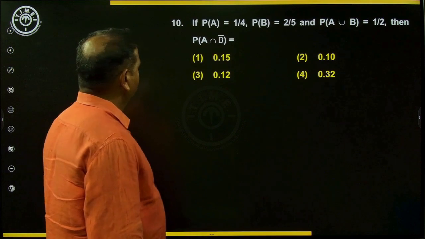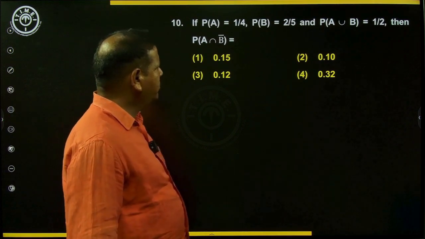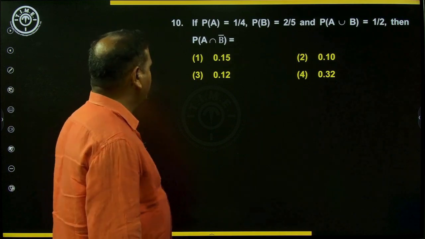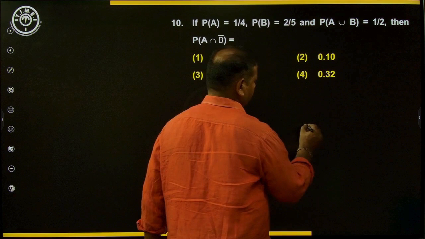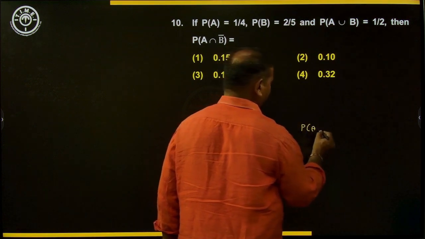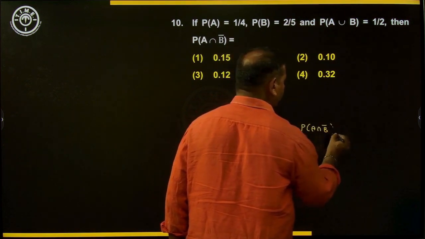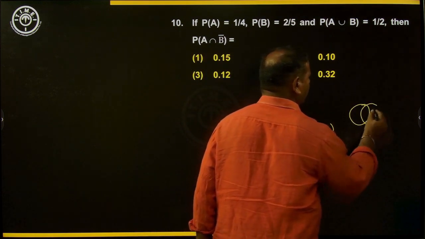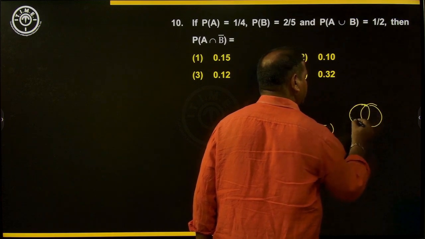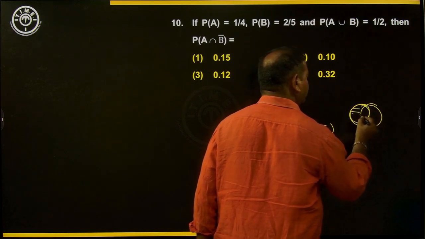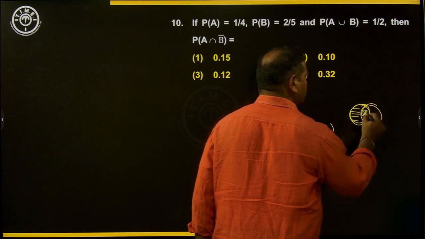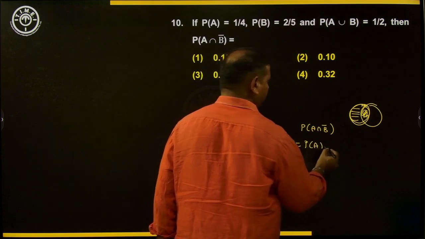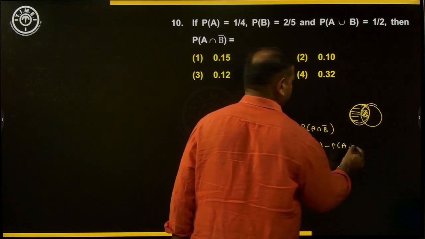Now see this. P of A is 1 by 4, P of B is 2 by 5, P of A and B is 1 by 2. Then P of A intersection B bar, what does this mean? That means only A. Surely only A. From A, the intersection part is to be subtracted. That's it. The meaning is P of A minus P of A intersection B.